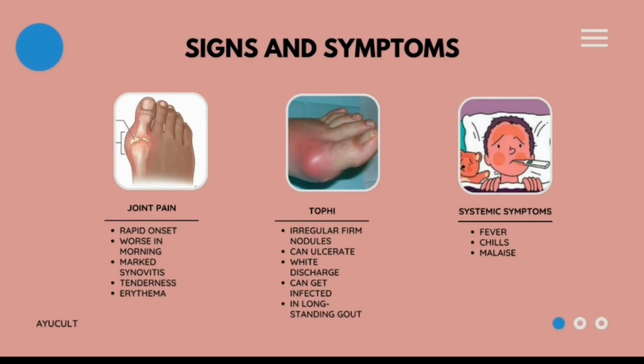Second pathognomonic feature of chronic gout is tophi formation. Tophus is an irregular, firm nodule. It can ulcerate and secrete whitish discharge. It can get infected, and tophi are usually seen in long-standing gout. Singular tophus, multiple tophi. Systemic symptoms of gout are fever, chills, and malaise.